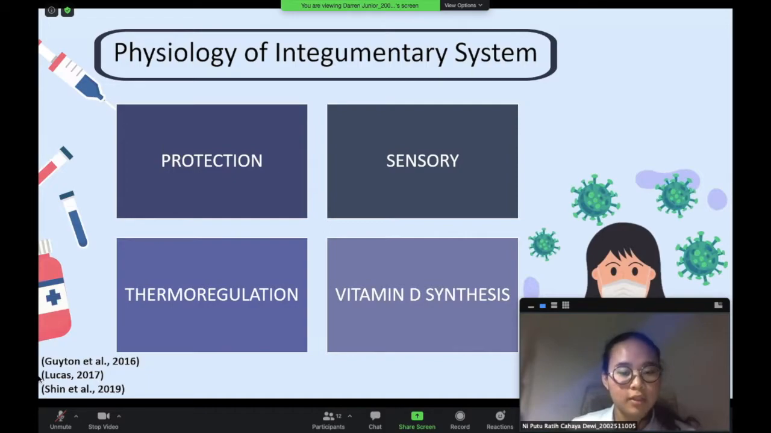As thermoregulation function, the integumentary system, in association with the sympathetic nervous system, helps the body regulate its temperature. As the vitamin D synthesis function, the epidermal layer of the skin synthesizes this vitamin when exposed to UV radiation.